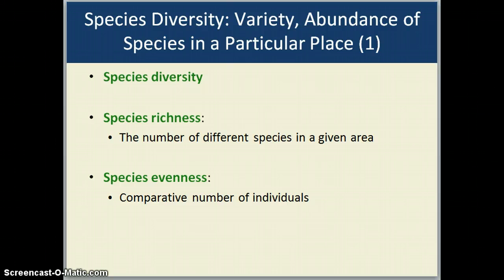Species evenness is the comparative number of individuals. Are there a lot of different types of species, or are there just one or two of those different types of species? That describes species evenness. It's more even if there are a lot of the individual different types, and it's less even if there are just a few individuals in each population.